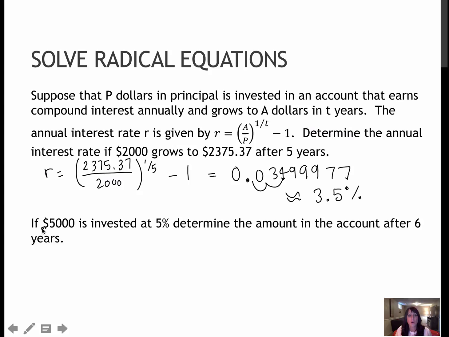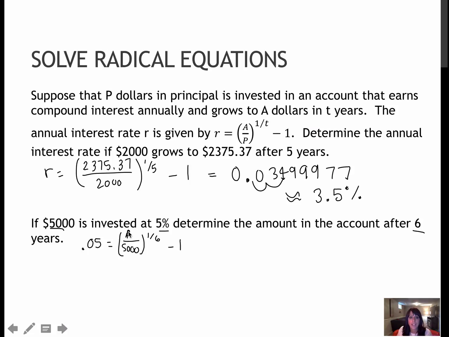In this question now, we're given different values. We're given the principal, we're given the rate, we're given the time. We are not given the accumulated value. So this one will be a little bit trickier to solve. So we're given that the rate is 5%, so I'm going to put 0.05. The accumulated amount is unknown. The principal is 5,000. It's 1 over 6 minus 1.